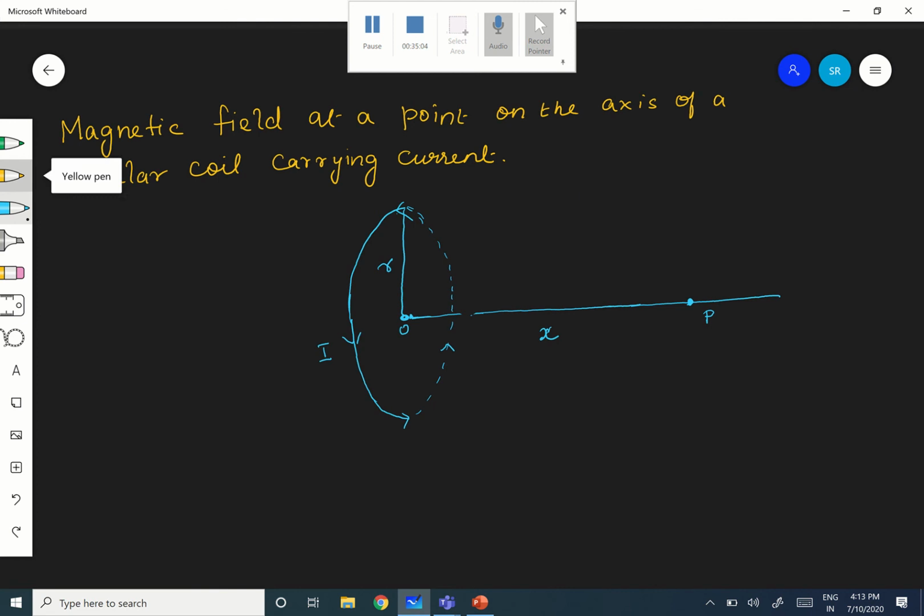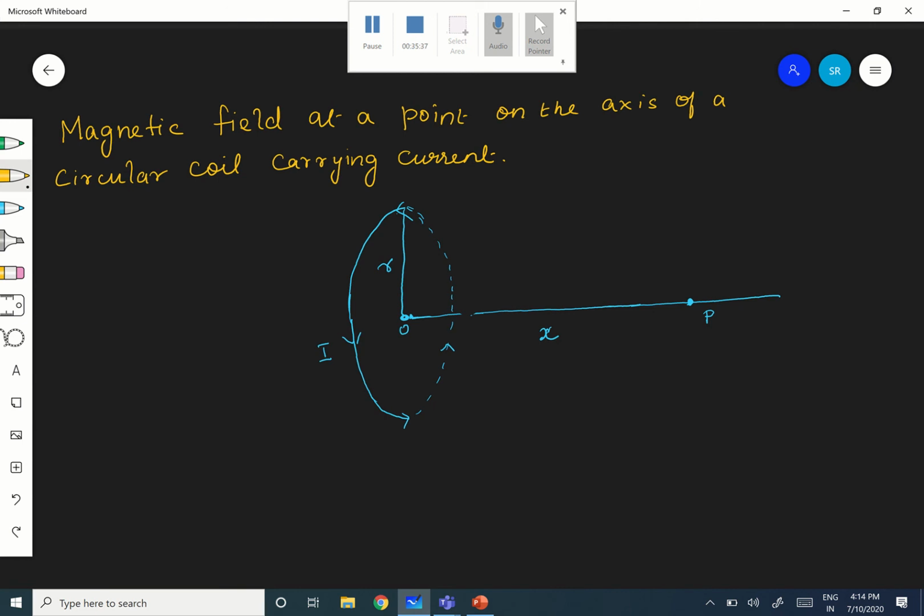Okay, so now what I'm going to do is find out the field at P due to the full coil that is carrying current. For that, I have to apply the Biot-Savart law only, and the Biot-Savart law cannot be applied to the full coil at a stretch. So I need to take a very small current element.